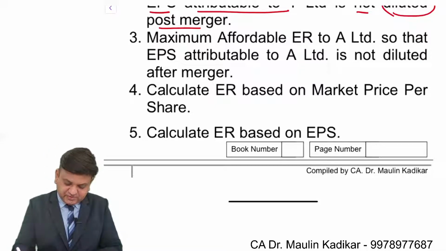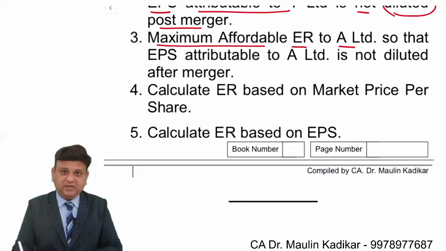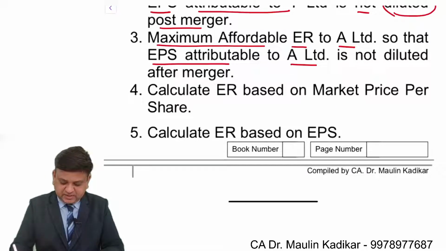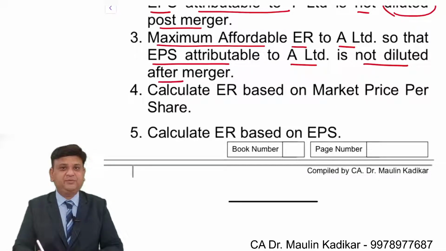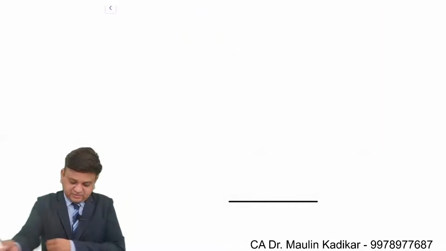Third part of the question speaks that calculate maximum affordable exchange ratio to acquiring company so that earning per share attributable to A Limited is not diluted after the merger. So we are required to compute that say what is the maximum affordable exchange ratio to A Limited so that EPS attributable to it is not reduced post merger. Let us answer for the fourth question.